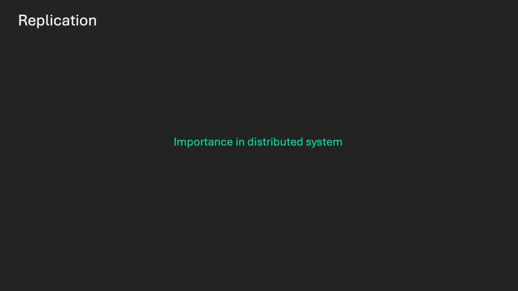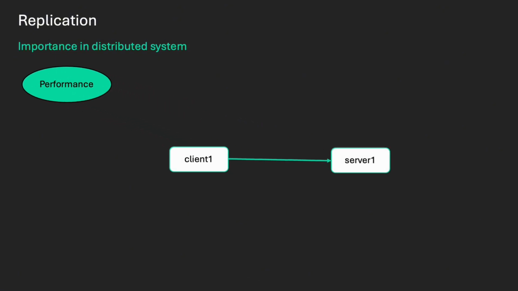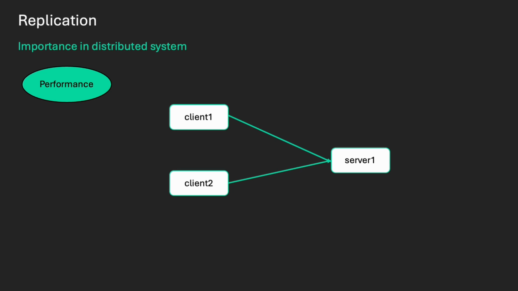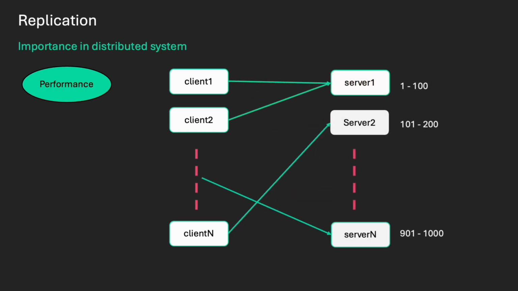We first want to discuss why replication is so important in distributed systems. One of the main motivations behind building a distributed system is to improve performance. For example, imagine multiple clients making requests to a single server. As the number of clients grows too large, the server can become overwhelmed, leading to slower response times or even denial of service.